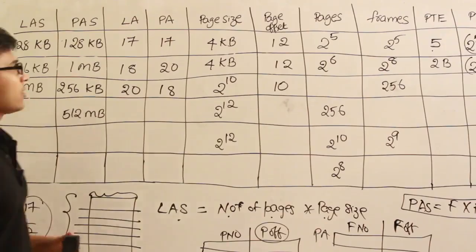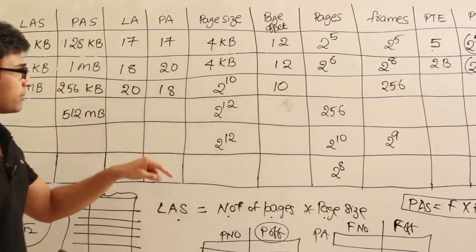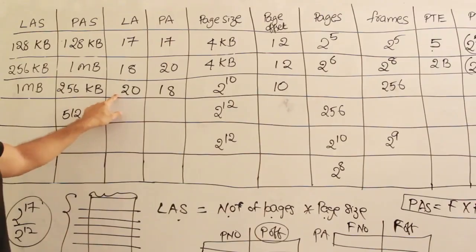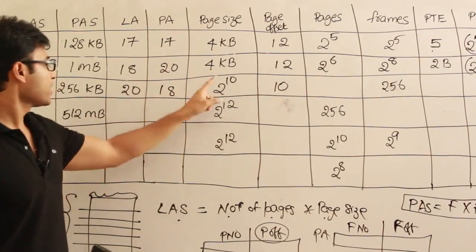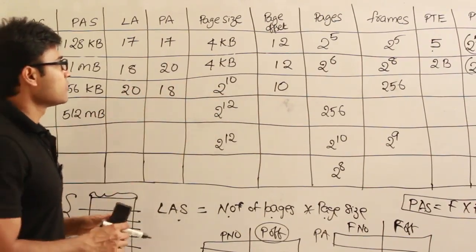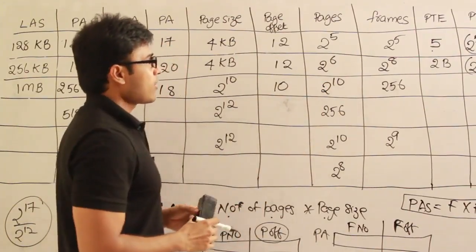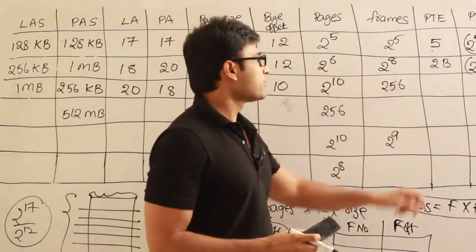Isn't it? And now what about the pages? In order to get the pages, you take the page offset and subtract it from the logical address. So if I subtract it from the logical address, what do I get? 20 minus 10 is 10. Therefore the number of pages will be 2 power 10. Right?